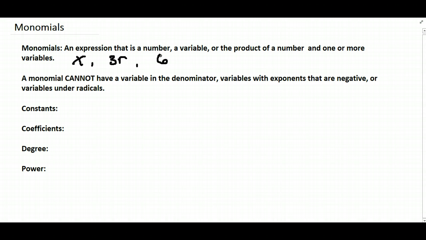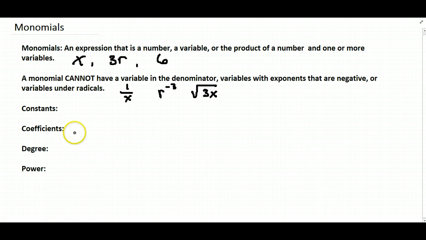Those are all monomials. What a monomial cannot be is something that has a variable in the denominator, such as 1 over x, or variables with exponents that are negative, like r to the negative third power, or variables under radicals, that's like the square root of 3x. Those are all not monomials.